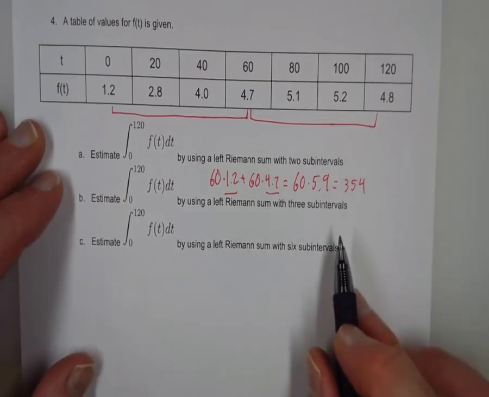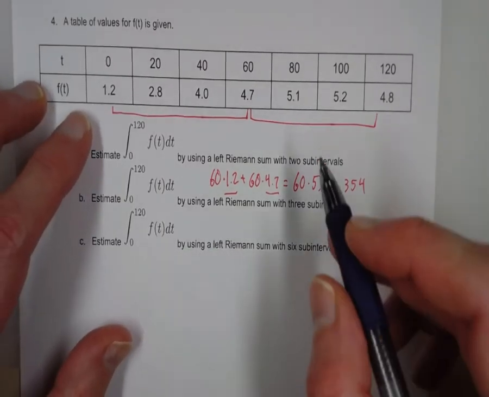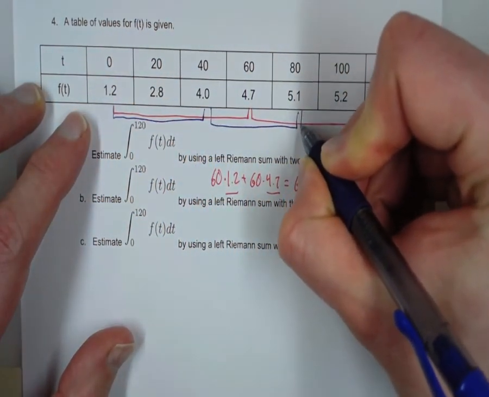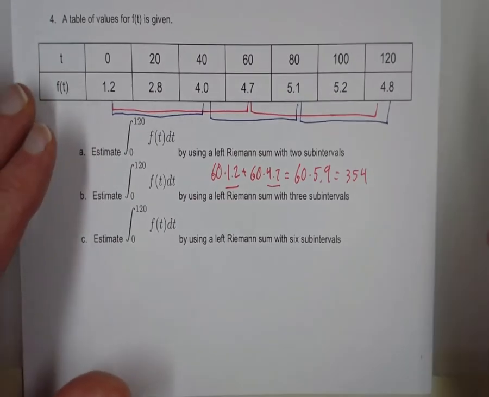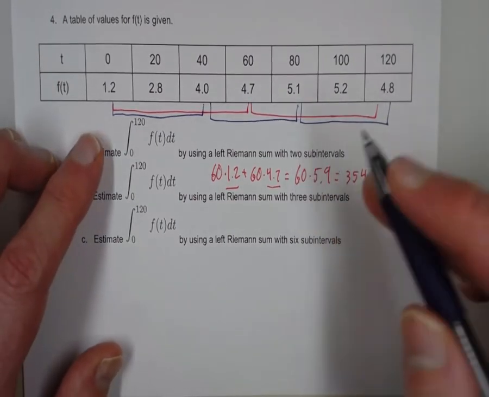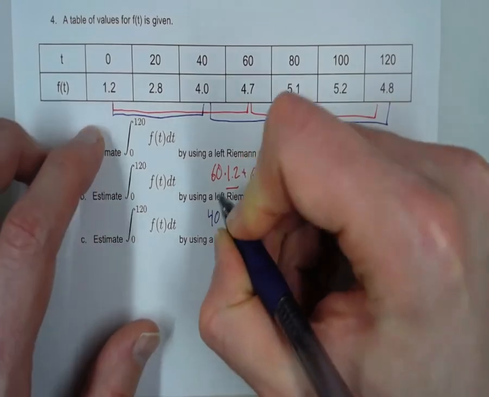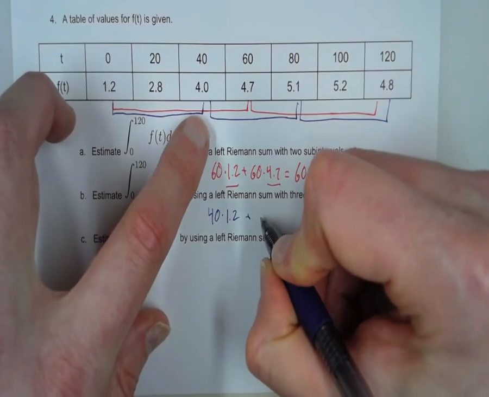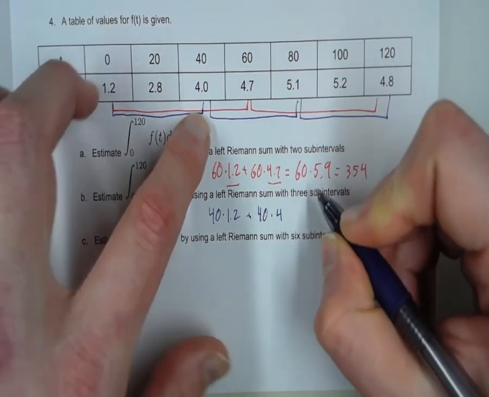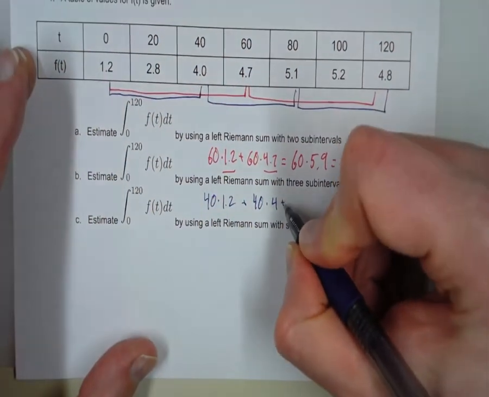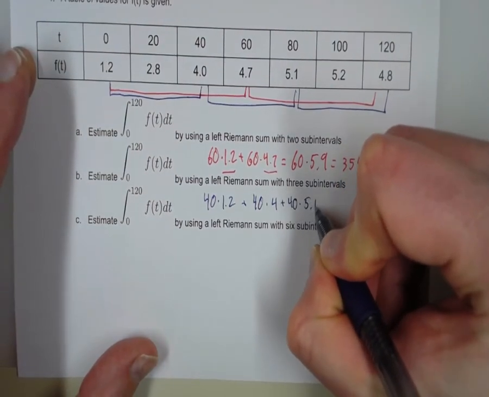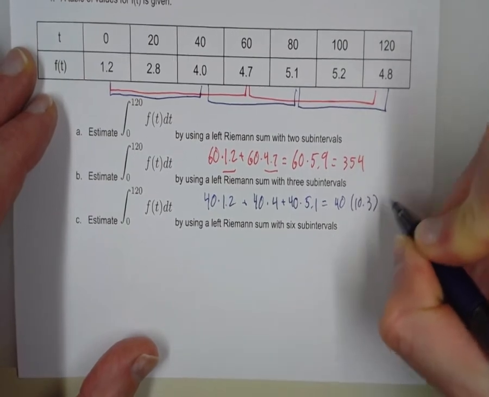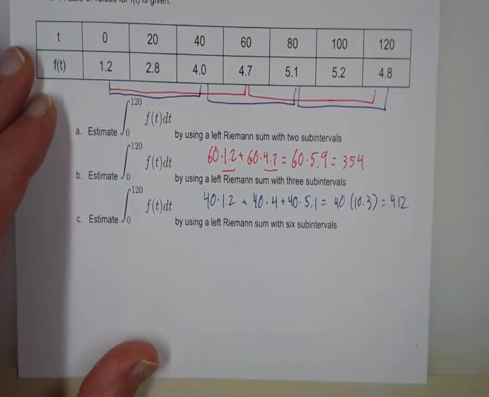Now, the next one says, what if you use 3 subintervals? So in this case, we're going to go from 0 to 40, 40 to 80, and 80 to 120. And in each of these cases, the intervals are 40 units wide. And again, we use the left-hand side. So we use 1.2, 4, and then 5.1. And so altogether, that's 40 times 10.3, and we get 412.